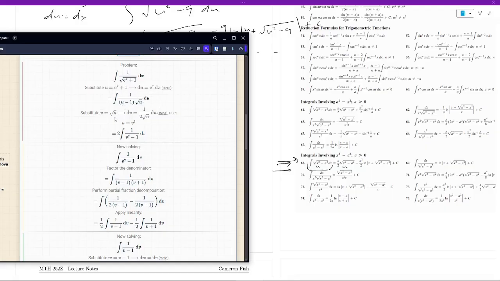They do another substitution, apparently. V is root u, and because you can do this, right? You can do a u sub and then do another u sub. With v is root u, they do dv. You can take the derivative of this. It turns out to be this, du.